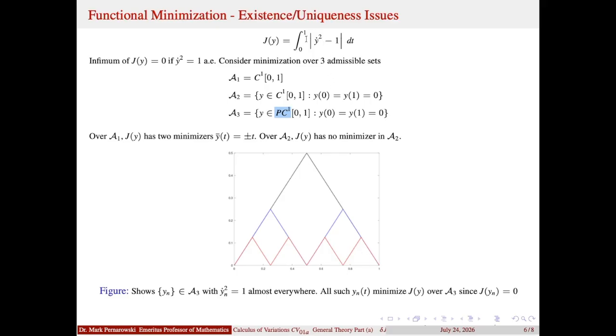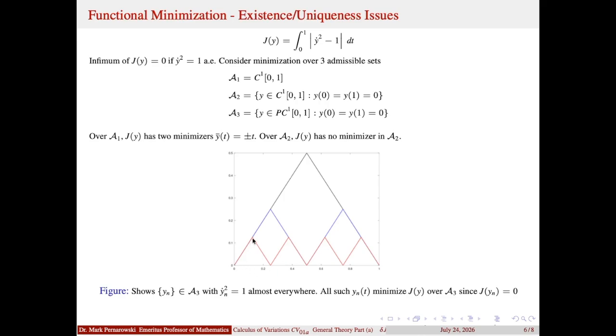I take its derivative, square it, and subtract 1, and I get 0 everywhere except at the 3 points where it doesn't have a derivative. Right there, right here, it doesn't have a derivative. Right there, it doesn't have a derivative. And right here, it doesn't have a derivative. So it still gives me j of y equal to 0.